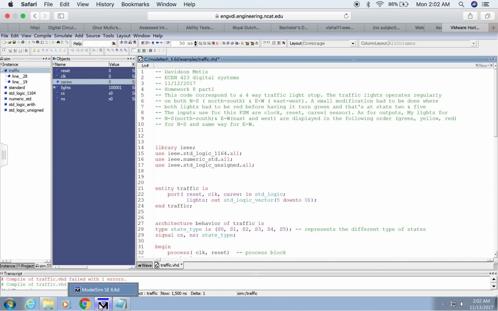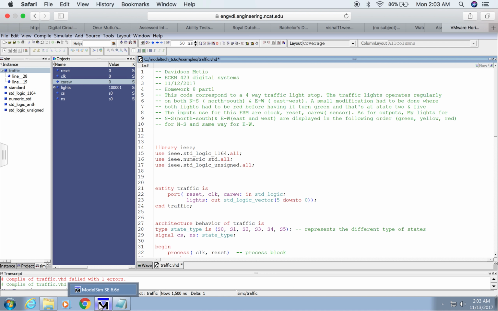Before modifying this, it was pretty hard to understand what that meant. So the action I took towards understanding and deciphering this problem was drawing the state diagram and seeing what was asked of me. For instance, it says that it should be both red. One of the things I did was write down the requirements, which is that it should be both red before it turns green on north and south, and both red before it turns green on east and west.